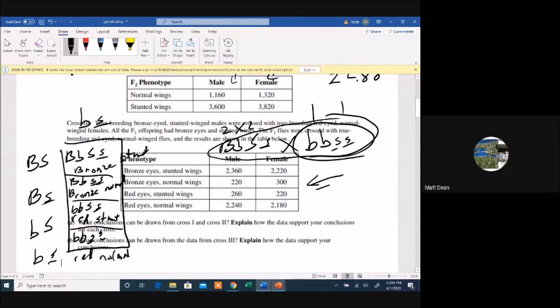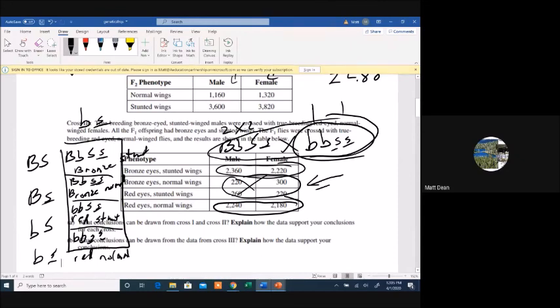Now, if we look at what we actually got, first of all, we see males and females affected about equally in every category. Again, that tells us autosomal. But notice that bronze and stunted, there's a lot of those. Red and normal, there's a lot of those. But essentially, there's almost no bronze normal and almost no red stunted. This is not following our 1-to-1-to-1 ratio that we predicted.